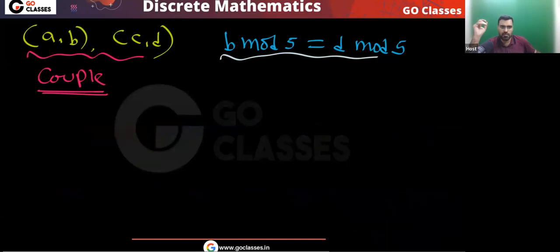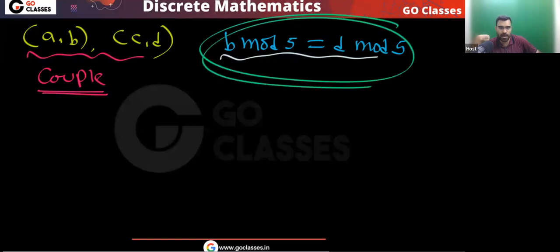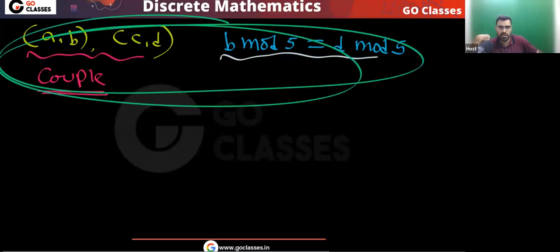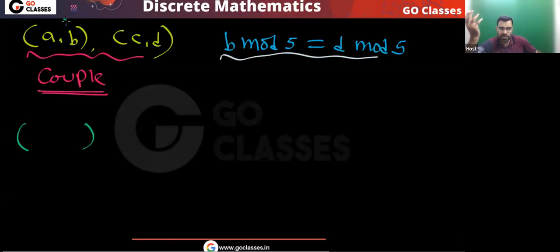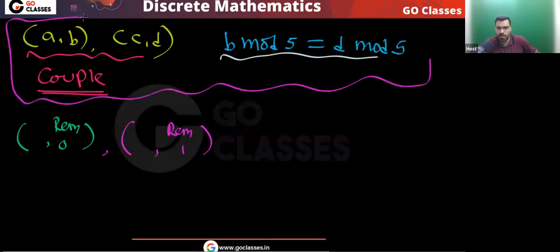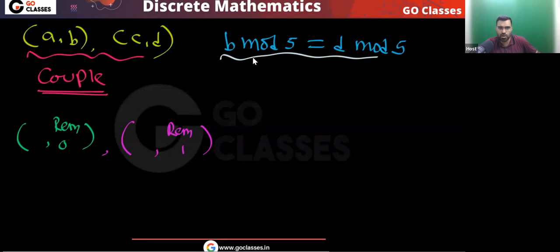Now you tell me. Let's try to prevent this from happening as much as possible. I will make sure that this type of couple does not occur. For example, I can give you an ordered pair with remainder 0 when you divide by 5. In the next, will I give you remainder 0? No, I will give you remainder 1, because I don't want this couple.